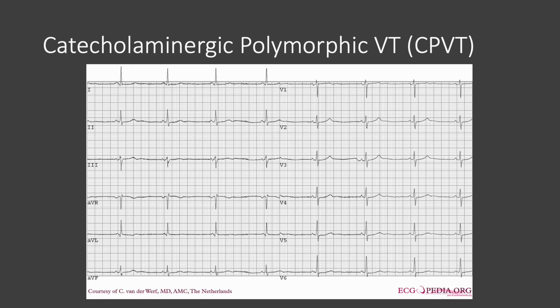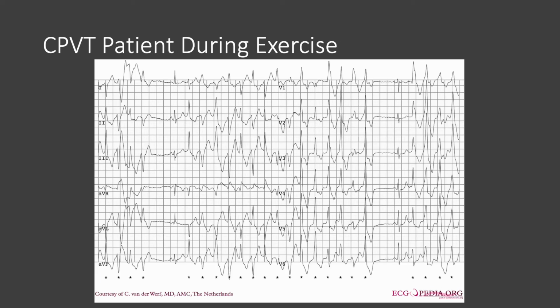Catecholaminergic polymorphic VT, or CPVT, is a polymorphic VT that is, in most cases, autosomal dominant and caused by mutations in the ryanodine release channel, or RYR2 gene. Less commonly, it can be an autosomal recessive disease and caused by mutations in the calsequestrin gene. But in any case, patients with CPVT generally have a normal ECG at rest, such as in this patient. But with exercise, they tend to develop ventricular tachycardia, which is often bidirectional, as shown here.